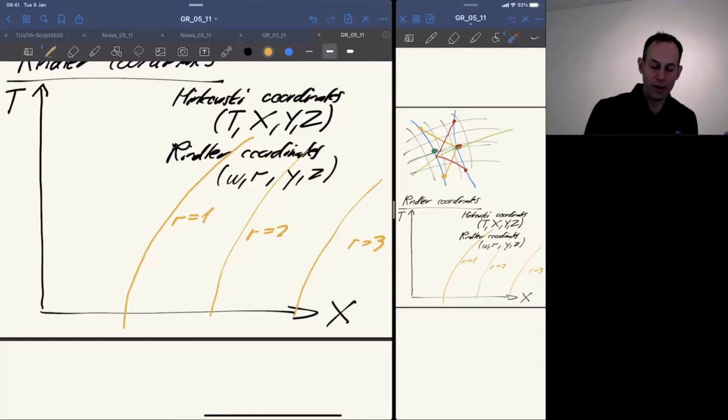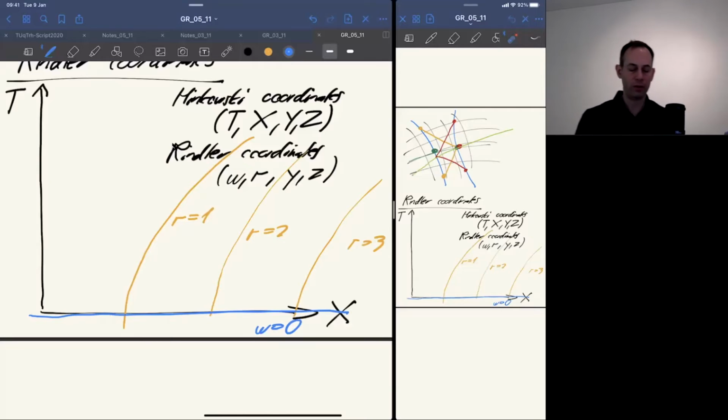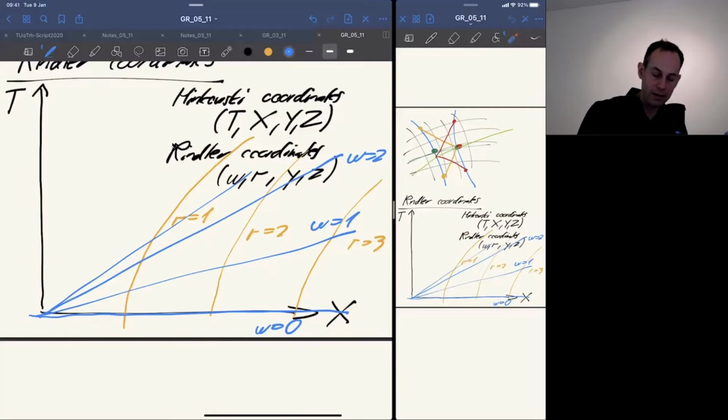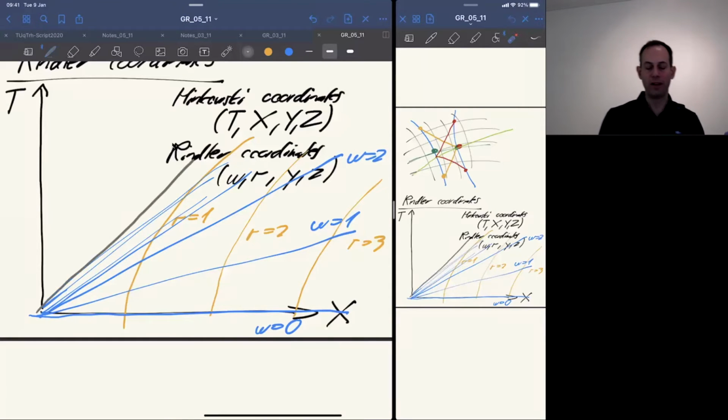Now, actually, r is always positive. r equals 0 is not considered. Then we have coordinate lines for w. The coordinate line w equals 0 just corresponds to this horizontal axis. The coordinate line w equals 1 corresponds to a straight line with a small slope, then w equals 2 with a larger slope, and so on. And then things will get more and more narrow until we get a slope of 45 degrees, and there are no coordinates above that.